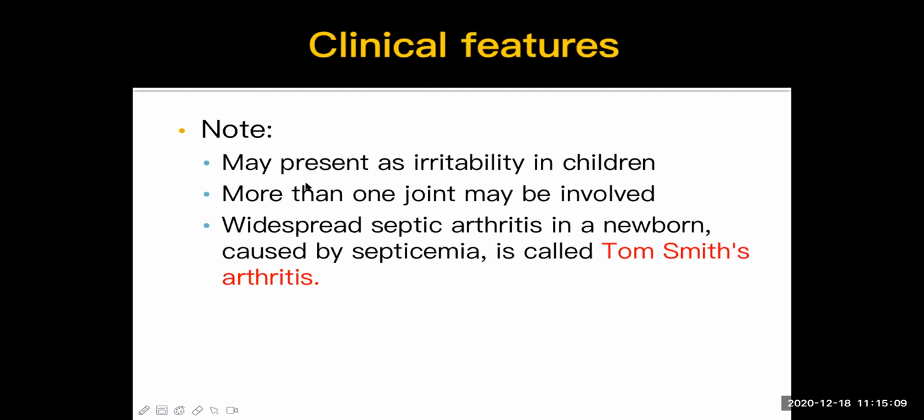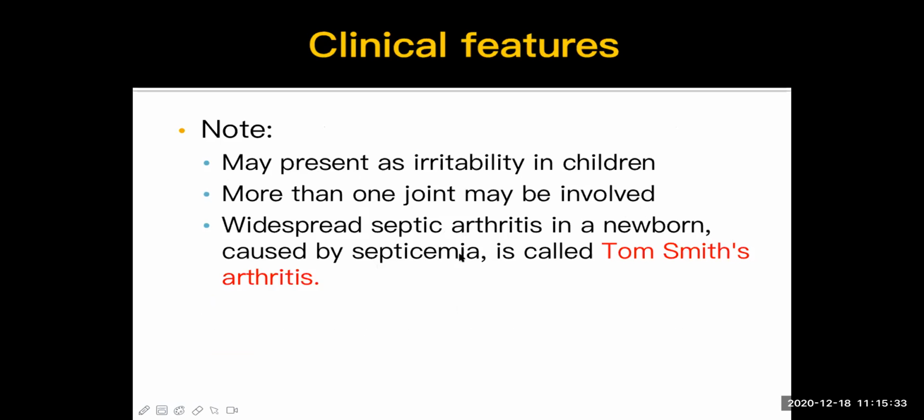Now, some of the important points we like to highlight here. It may present as irritability in children. In the beginning, just irritability. And when parents touch that area, touch that joint, the children will cry even more. More than one joint may be involved in the child.